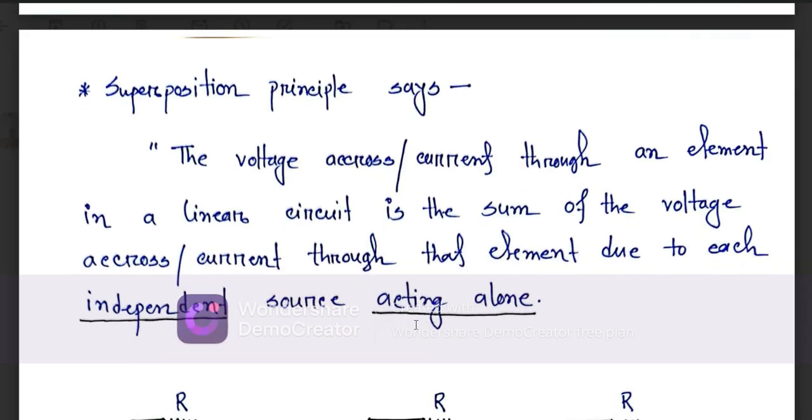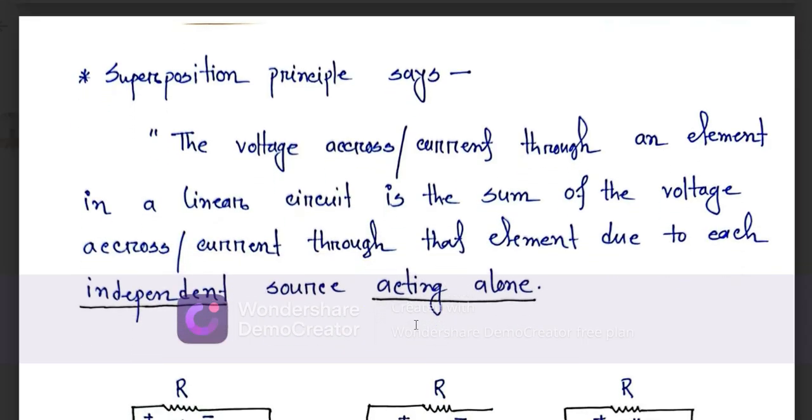And superposition principle says the voltage across or current through an element in a linear circuit is the sum of the voltage across or the current through that element due to each independent source acting alone. Here are keywords to highlight: independent source and acting alone. That means in my circuit there can be dependent sources as well.